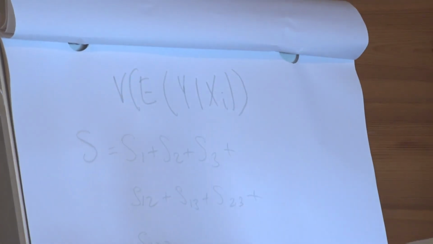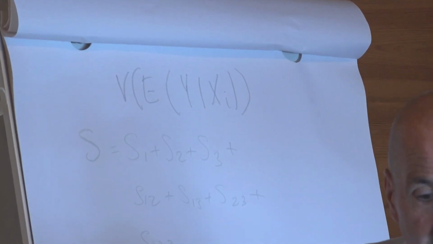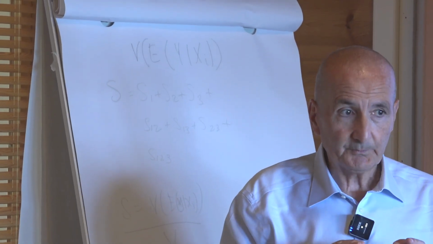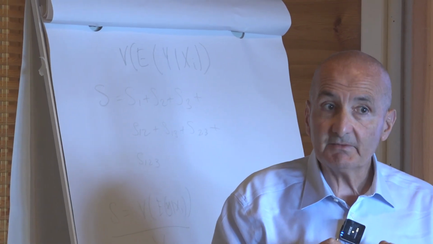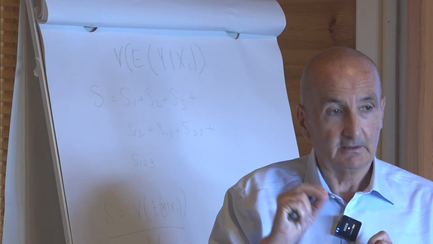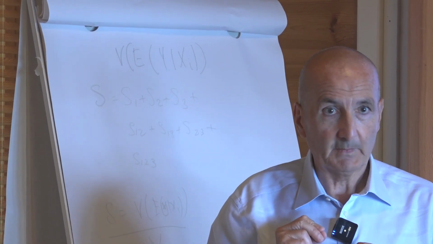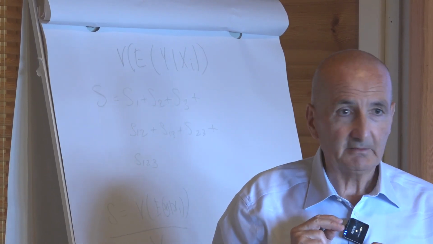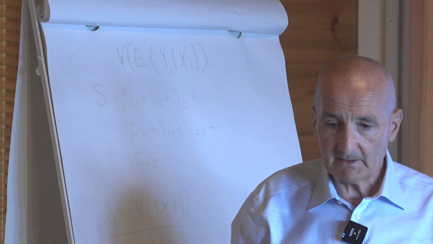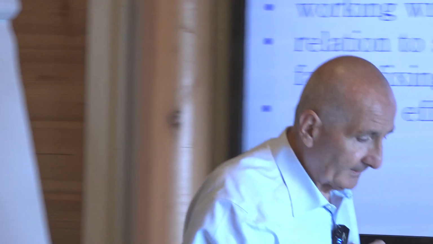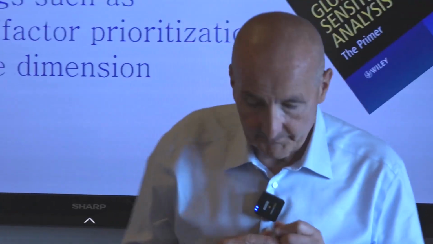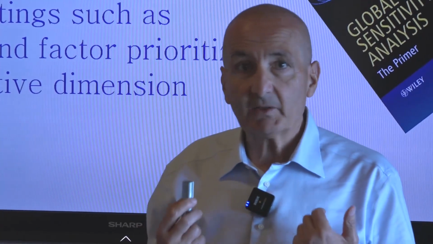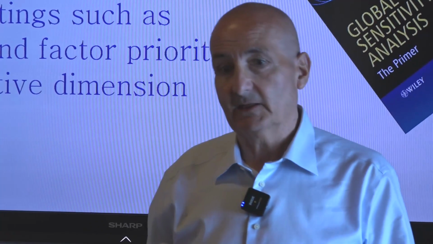Expressed in plain English, it is the fractional reduction in the variance of y which I would achieve if I could fix xi. But you will ask me, how do I know where to fix xi? In the middle, on one side, on the other side. So what I should say, more correctly, is the average reduction in the variance of y which I would achieve if I could fix xi.